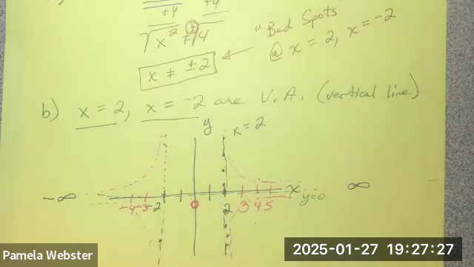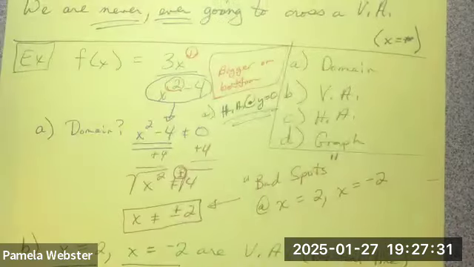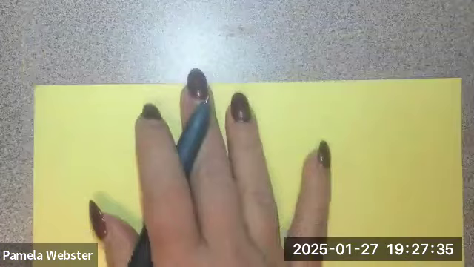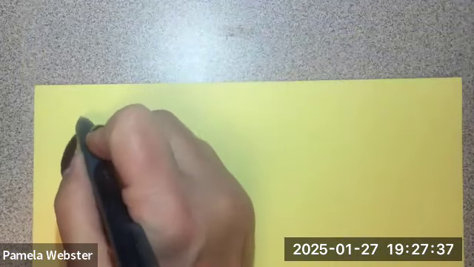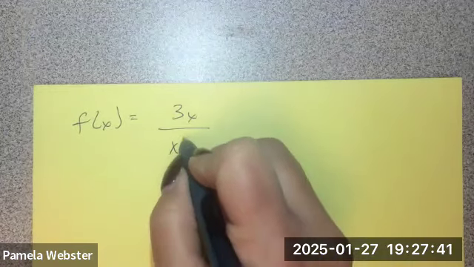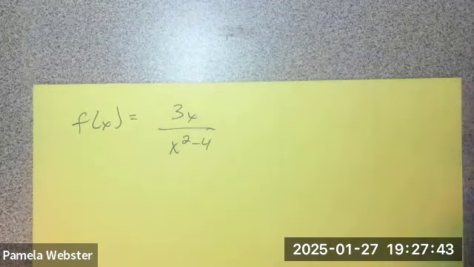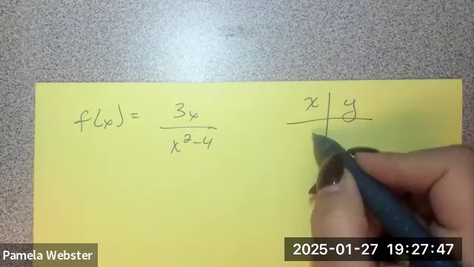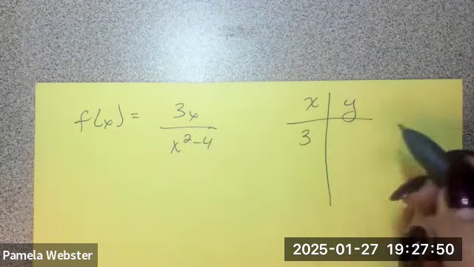Okay. All right. So let's plug in some points. I'm going to come over here to do my points. My function was f of x equals 3x over x squared minus 4. You can make a t-chart if you want. I don't care. Put your x's and your y's. I'm going to do it just because I can.